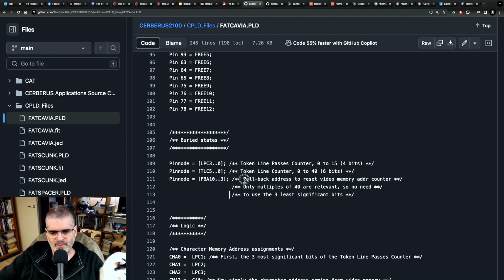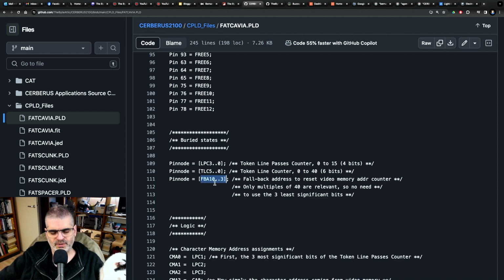Now this is the fallback address. And the reason is the following. Remember, we have to pass over each token line 16 times. When we get to the end of a pass, we have to know the starting address of that token line, so we can go back to the beginning. There are 30 lines, so at each time you need to know what is the beginning of the line you have to come back to. I'll call that the fallback address, which is basically the address of the first token in the line, the beginning of the line. And I will store that address in these 8 flip-flops.